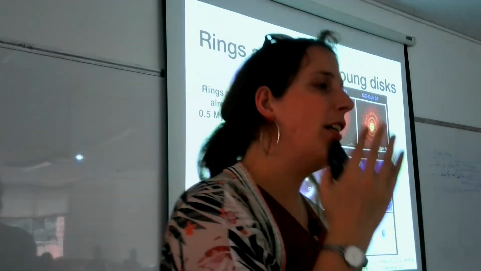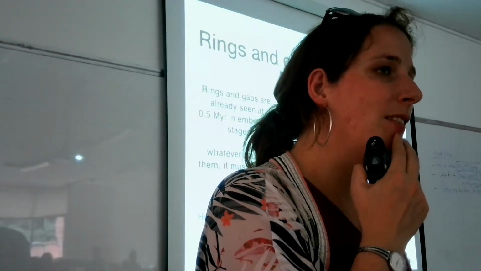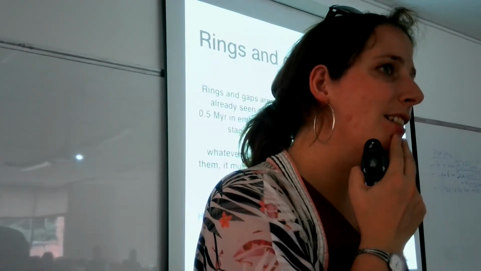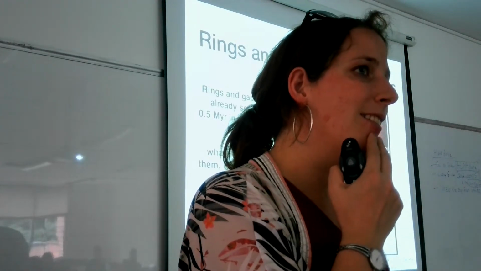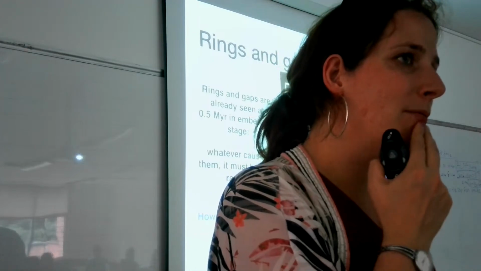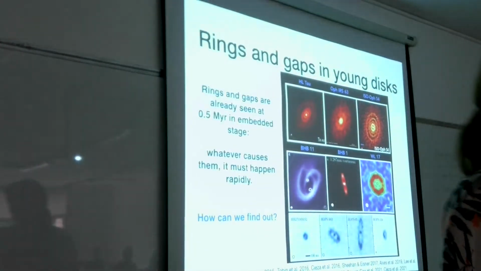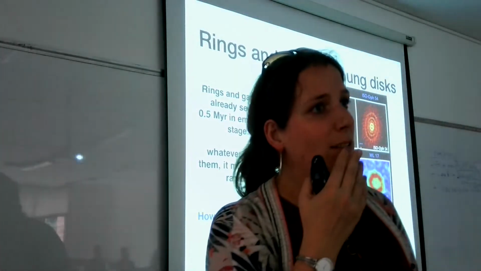We want to know if these gaps are caused by planets. Well, how did we do this in the transition disks? What was the clue that they were planets? You check for the increase in planets. Yeah, that's a good point. So you want to look for the protoplanets themselves.